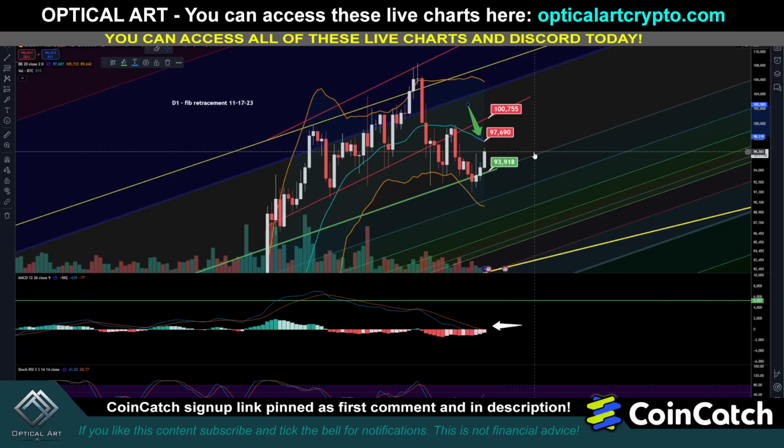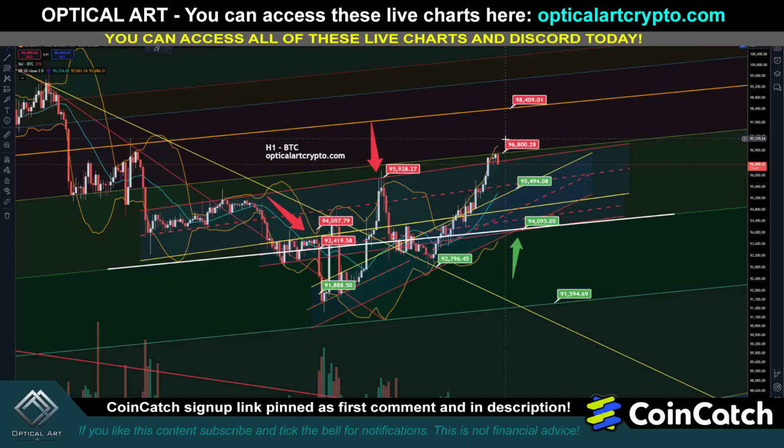We could wick above it up to 98K. Now, if there is a lot of liquidity at 100K, maybe that's a trap. Maybe that's to make people think we're going to push that high. I don't know. I just play one level at a time. So just know that the central Bollinger Band on the daily is around 97,690. And we have resistance right now at 96,800.